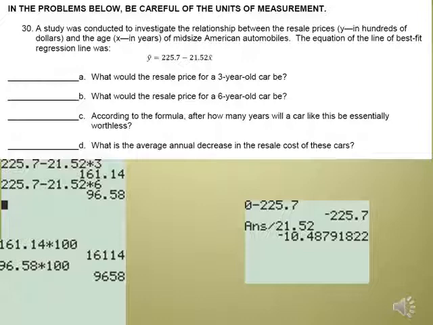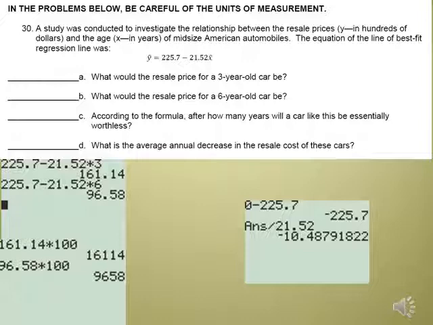Well, what I did here is I plugged into the formula the numbers for X, and you notice the answers I got were 161.14 and 96.58, which if you look at this quickly, you could almost think that that means I could buy a 3-year-old car for $161.14, which isn't very likely.